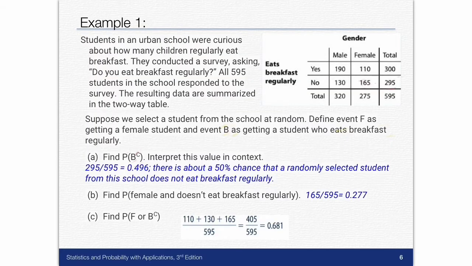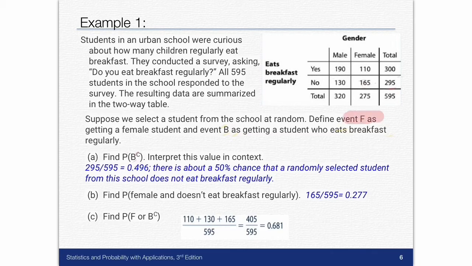So here's the sample problem. Students in an urban school were curious about how many children regularly eat breakfast. They conducted a survey asking, do you eat breakfast regularly? All 595 students in the school responded to the survey. The resulting data are summarized in this table. Suppose we select a student from the school at random. Define event F as being female.